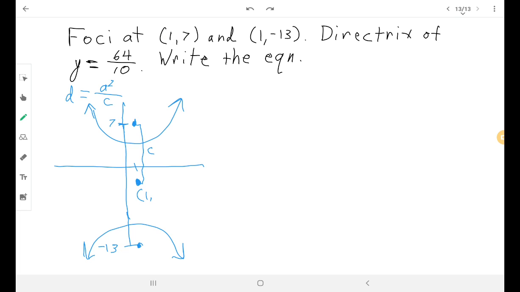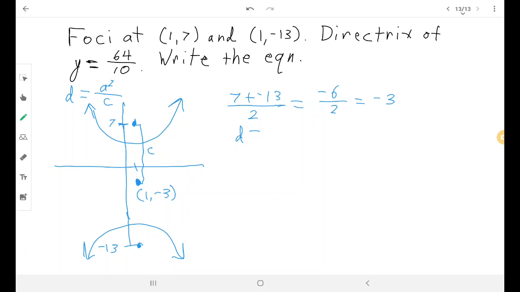And then I have to figure out the y value. And the y value is the midpoint of these two y values. And to get that, I just take the average of the two. So I do 7 plus -13 divided by 2, which is -6, divided by 2, which is -3. So the other value for the center is -3.